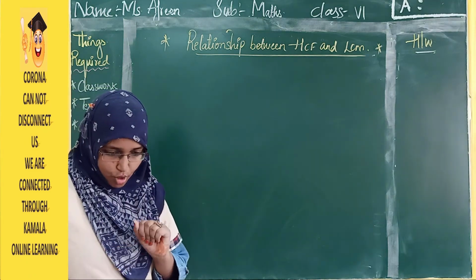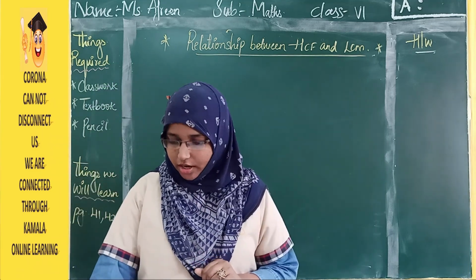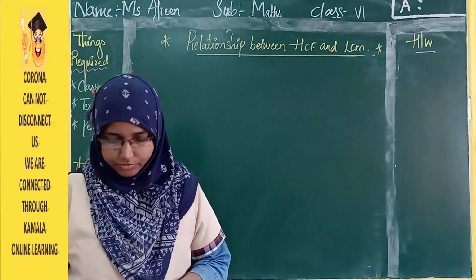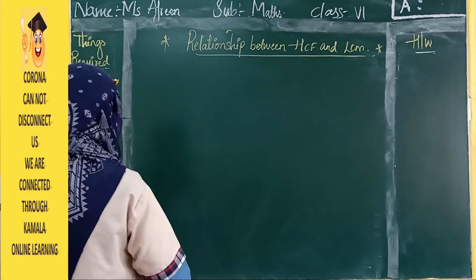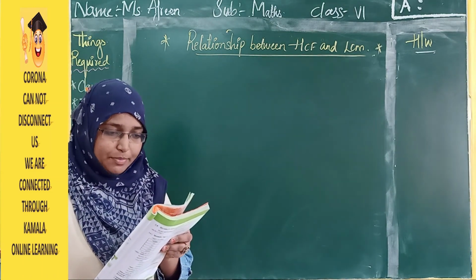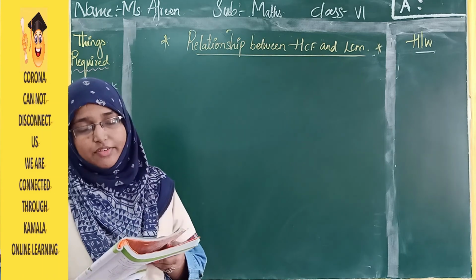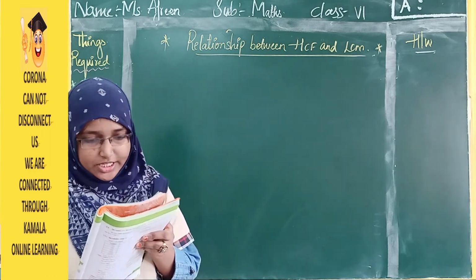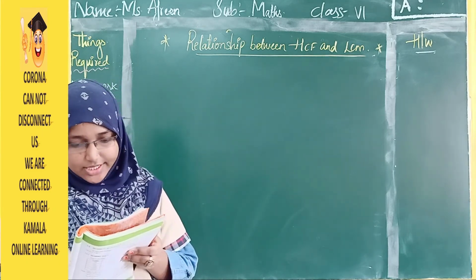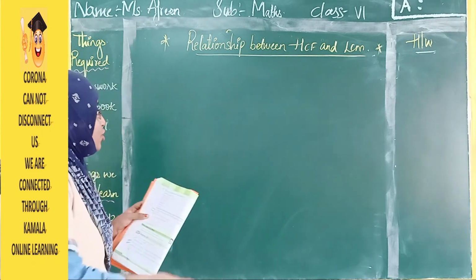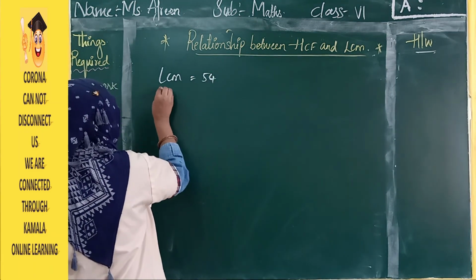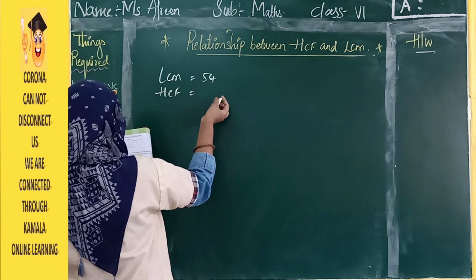So here we have given a small example. Before starting, please open your classwork, term book and pencil and open page number 42. Page number 42. See here, consider the examples 18 and 27. Here they have given two numbers, and the LCM of 18 and 27 is 54. Next, the HCF of 18 and 27 is 9. So the value of LCM is how much? 54, whereas the value of HCF is 9.